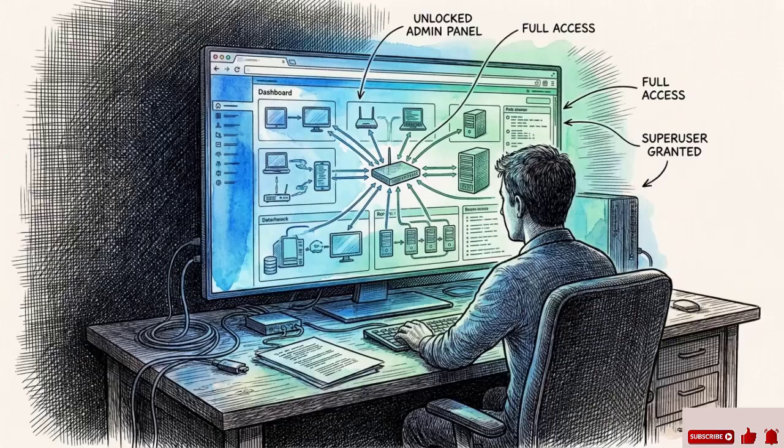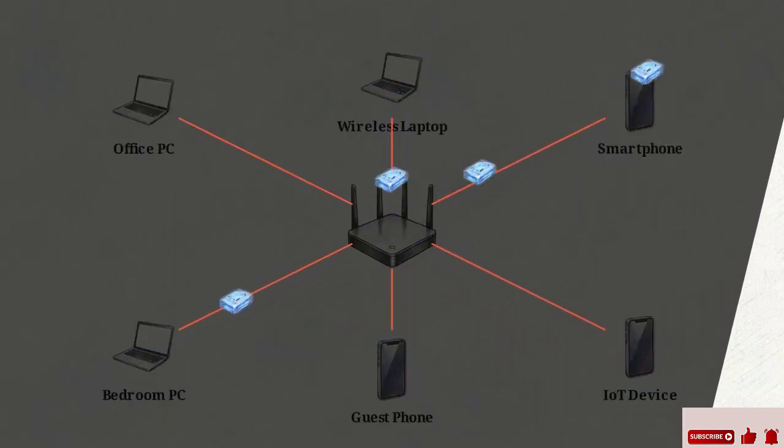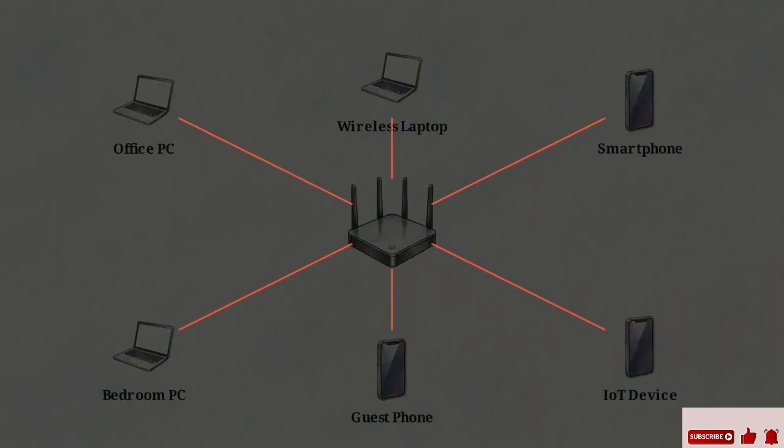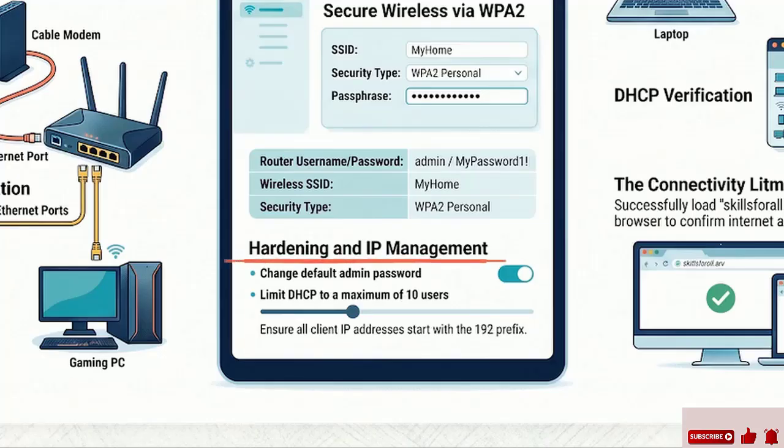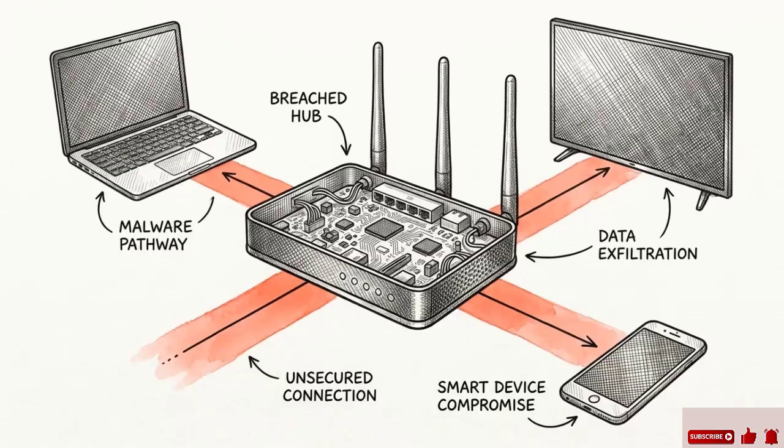Retaining these default credentials allows any attacker to gain administrative access, granting them the power to reroute traffic or disable security protocols across the entire local environment. Look at the hardening and IP management section on the tablet screen here in Phase 2. The very first non-negotiable defense mechanism in deploying a network is locking that administrative front door by immediately replacing the default password with a strict custom string. This administrative portal is known as the management plane. If you do not secure this specific access point first, any further attempts to defend your network are essentially meaningless.